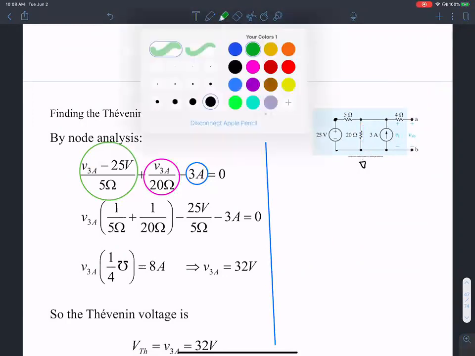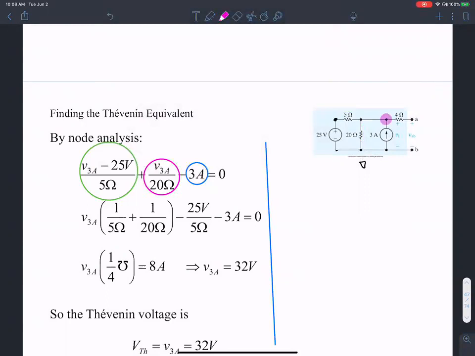So consider this node, that node right there. Okay, what's the voltage at that node? That's considered to be V3 amperes, right? Yes. So I'm going to set up KCL at this node, I'll call it node X. The amount of current leaving is equal to the amount of current entering. So the amount of current entering is 3 amperes, right? That is equal to the amount of current leaving.